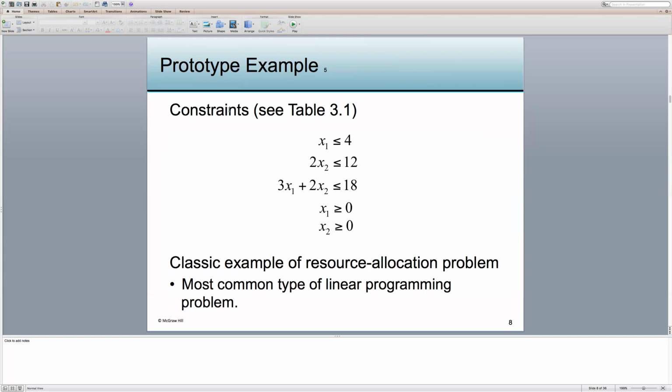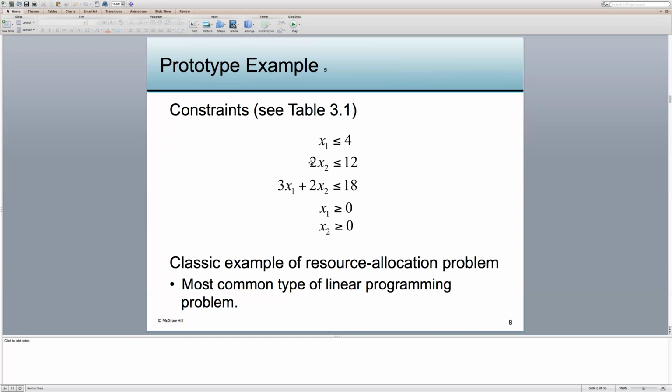In general, the constraints will be inequalities. So X1 is less than or equal to 4. Because there's one other constraint that almost always applies. It's a so-called non-negativity constraint. You can't make a negative number of batches. So X1 is greater than or equal to 0. X1 can't be negative. There's this non-negativity condition.